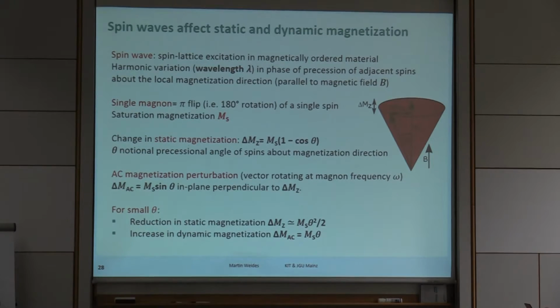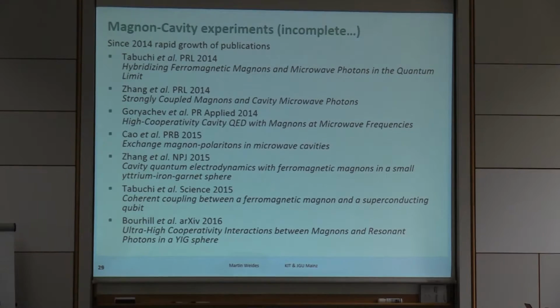Okay, so for small excitations, so for single magnons or a few magnons, the effective magnetization is split into a static part and a dynamic part. The static part that's reduced with the opening angle of the magnetization can be approximated as this. So it scales quadratically with the opening angle, and the dynamic magnetization scales linearly with the opening angle. And usually for single magnons, we are obviously close to the z-axis, so having small angles.